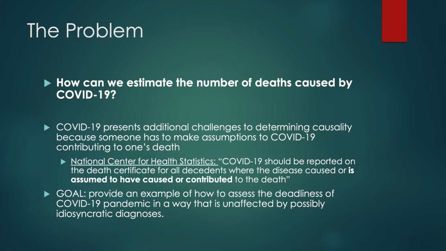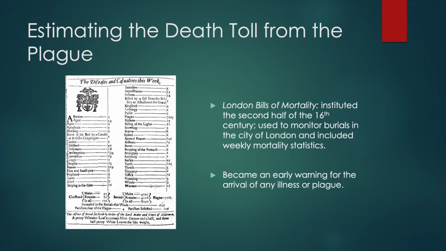So the goal of this paper is to provide an example of how to assess the deadliness of the COVID-19 pandemic in a way that's unaffected by possibly idiosyncratic diagnosis. Fortunately, or rather unfortunately, we don't have to look far into the past to find an example that we can use for estimating the death of COVID-19. Specifically, we'll look at estimating the death toll from the plague.